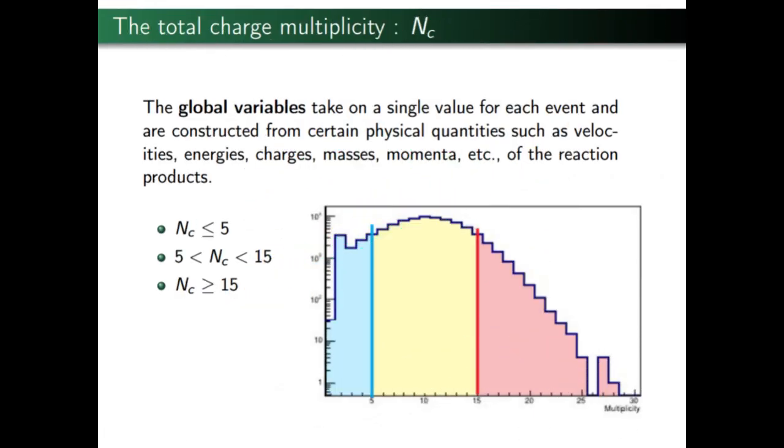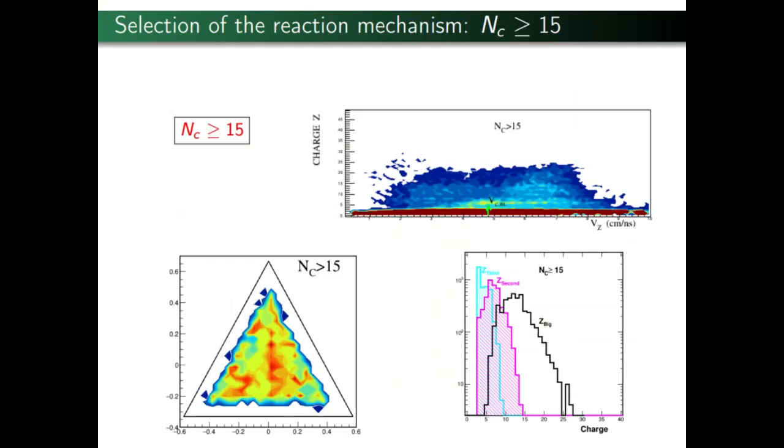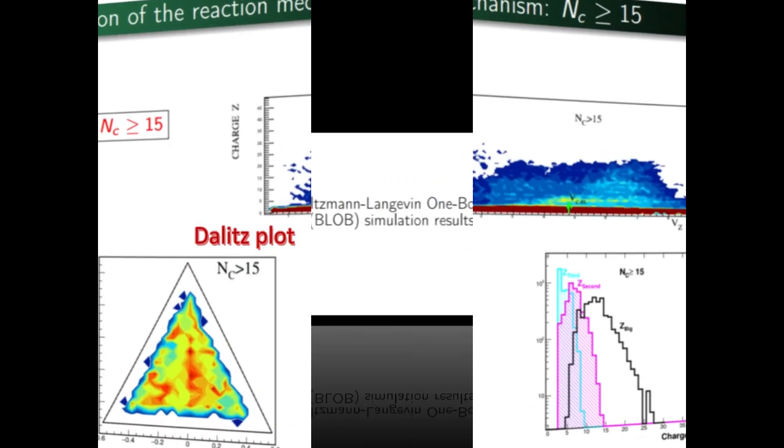After several studies, total charged particle multiplicity (NC) was chosen as the global variable for selecting central events. It was observed that for NC greater than 15, central events are selected. This is evident from the populated central area in the Dalitz plot shown in the bottom right, as well as the distribution of the three largest fragments, which are close to each other in size.